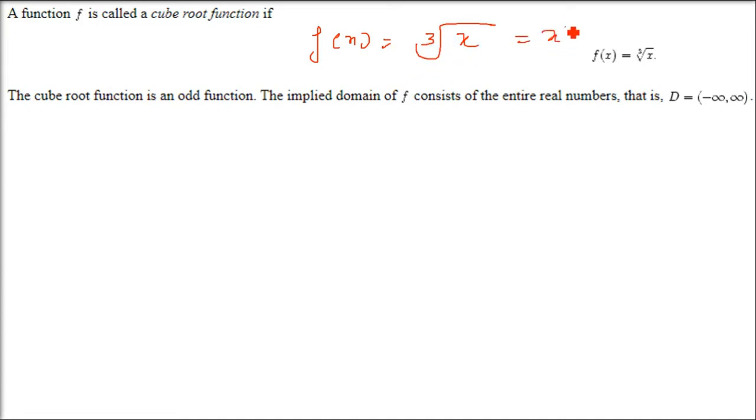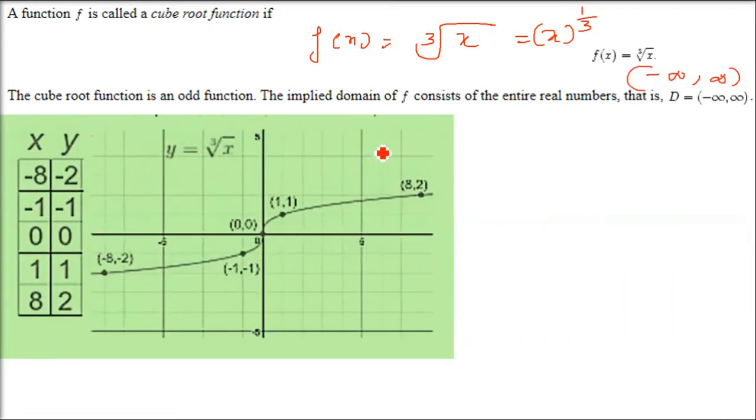Cube root is x to the power 1 by 3. This is simply x to the power 1 by 3. 1 by 3 is 0.677 something, so the value can be computed. Now here, it has no problem. You can give negative values also. So negative infinity to positive infinity, that is, all the real numbers are possible.